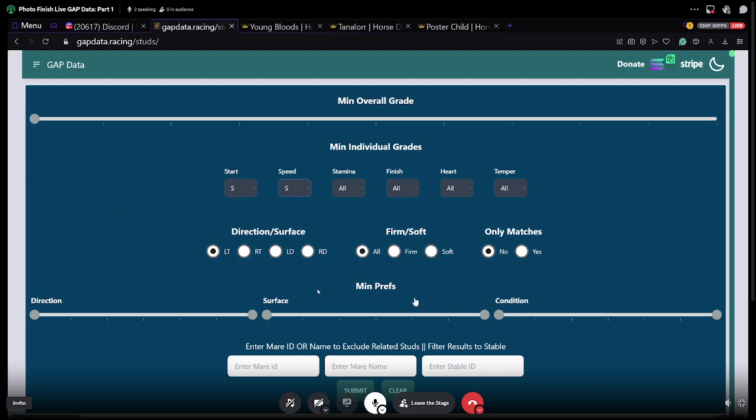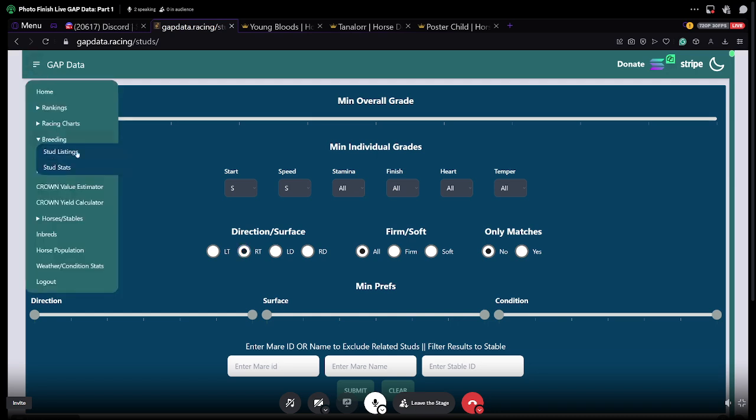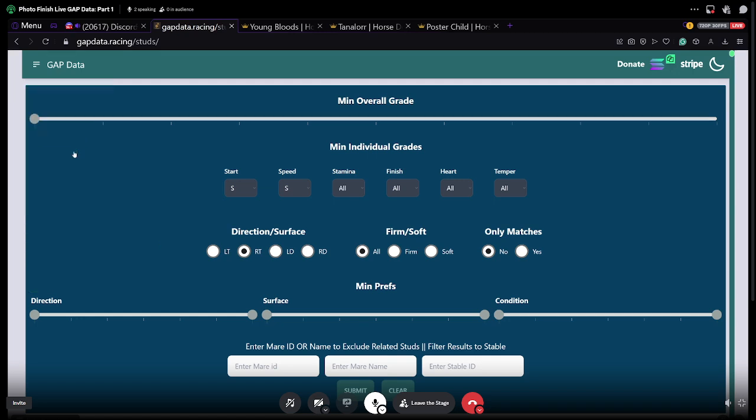What section is this? It was under stud listings. I think it's stud listings, or was it stud stats? Hang on. It's very slow. Every time I change one thing, it wants to refresh, which is really annoying. I don't know why it keeps doing that. Okay, so this only matches.